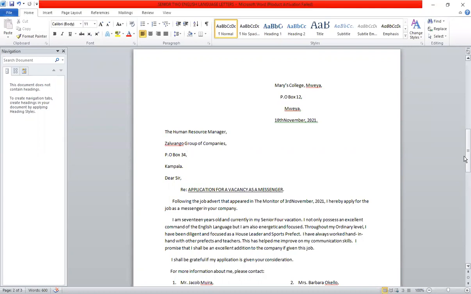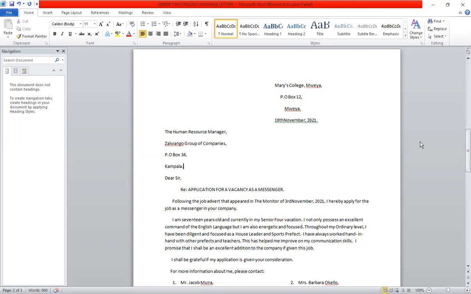So we shall have the rest. Why are we writing? We are writing to apply for a vacancy as a messenger. So I'll have that reference. If it is in capital letters, I underlined it there, but if it is in capital letters, you don't need to underline it. If it is in small letters, you underline it.